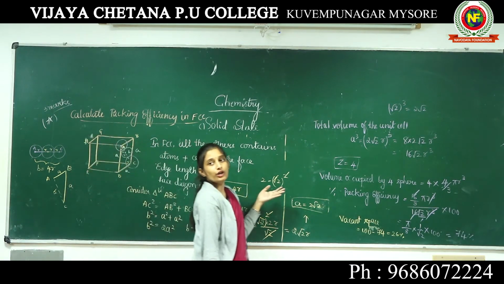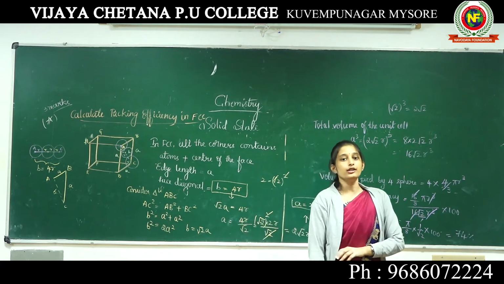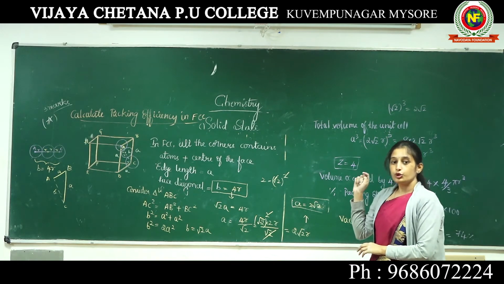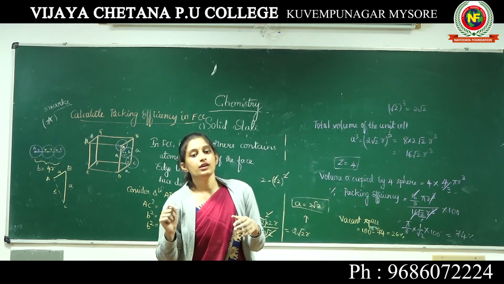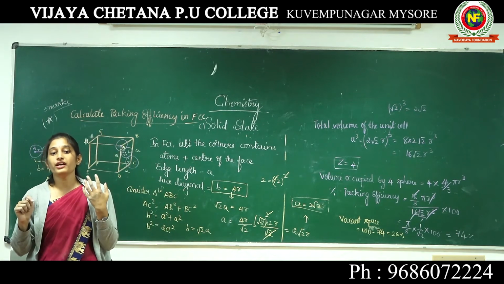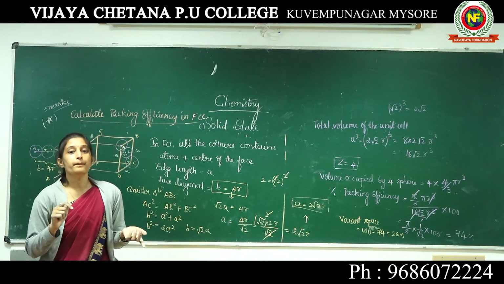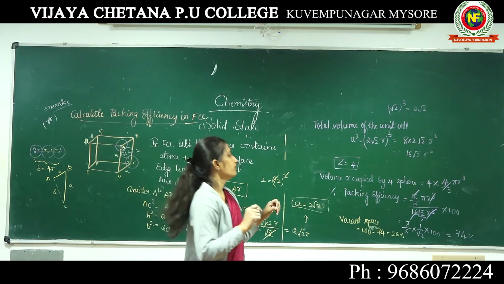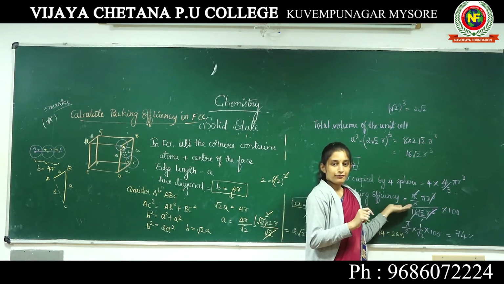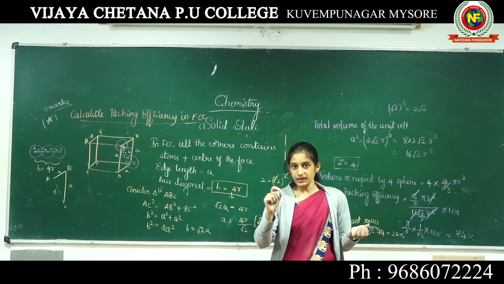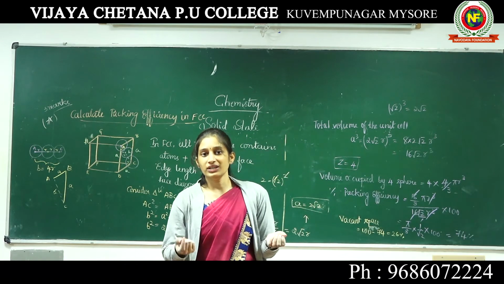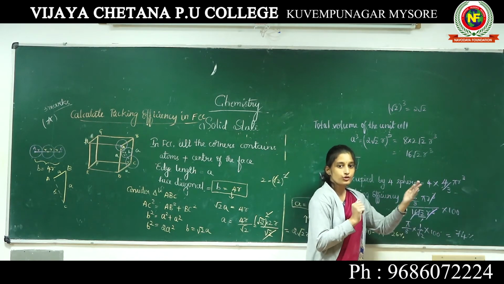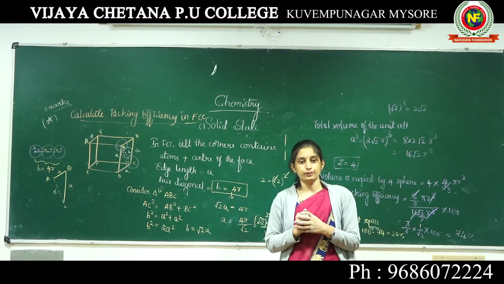And you know the total volume is A cube. A cube is equal to 16 root 2 R cube. Then finally, the volume occupied by 4 spheres. One sphere is 4 by 3 pi r cube, so 4 spheres is 4 into 4 by 3 pi r cube. For packing efficiency there is a formula: volume occupied by 4 spheres divided by total volume of the unit cell multiplied by 100. Just substitute all the values, solve it, and you will end up with 74%.